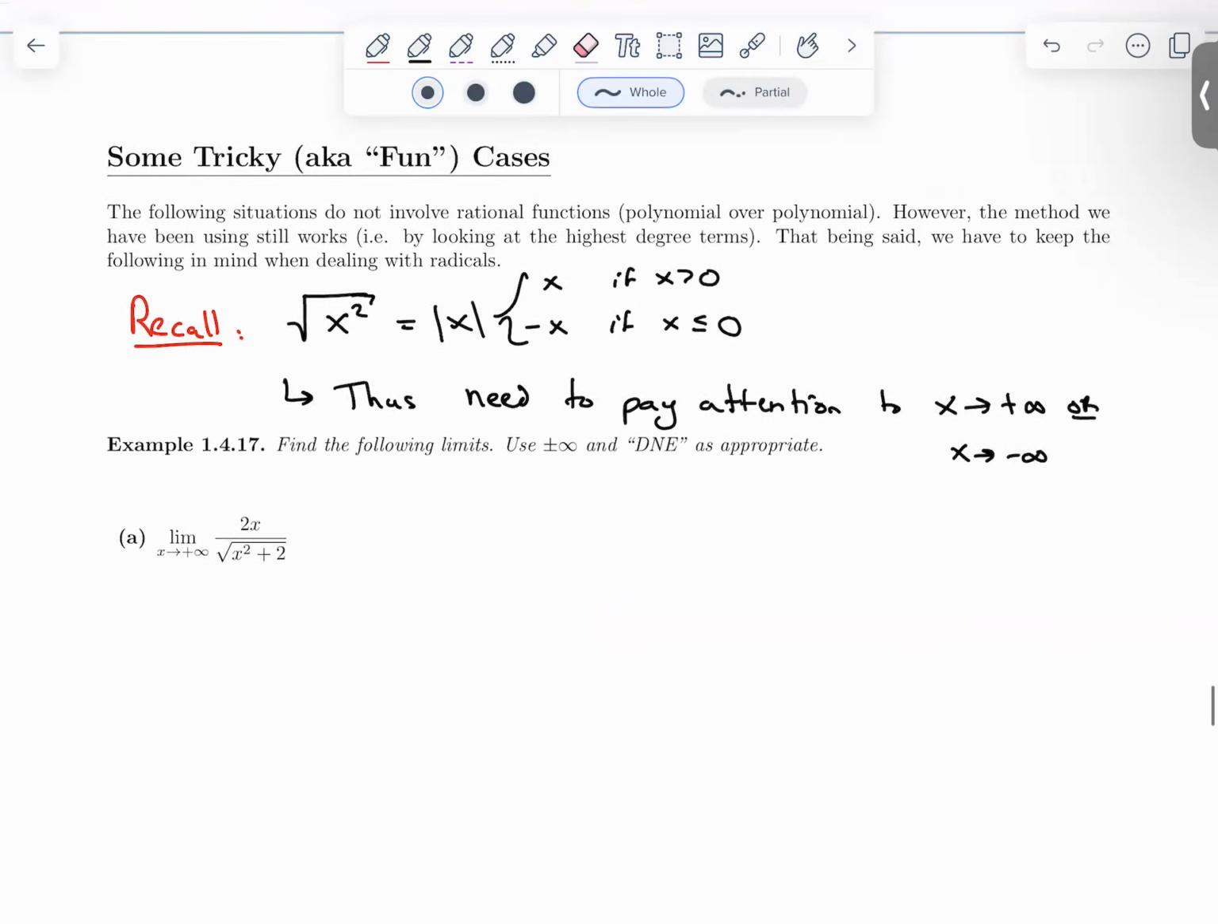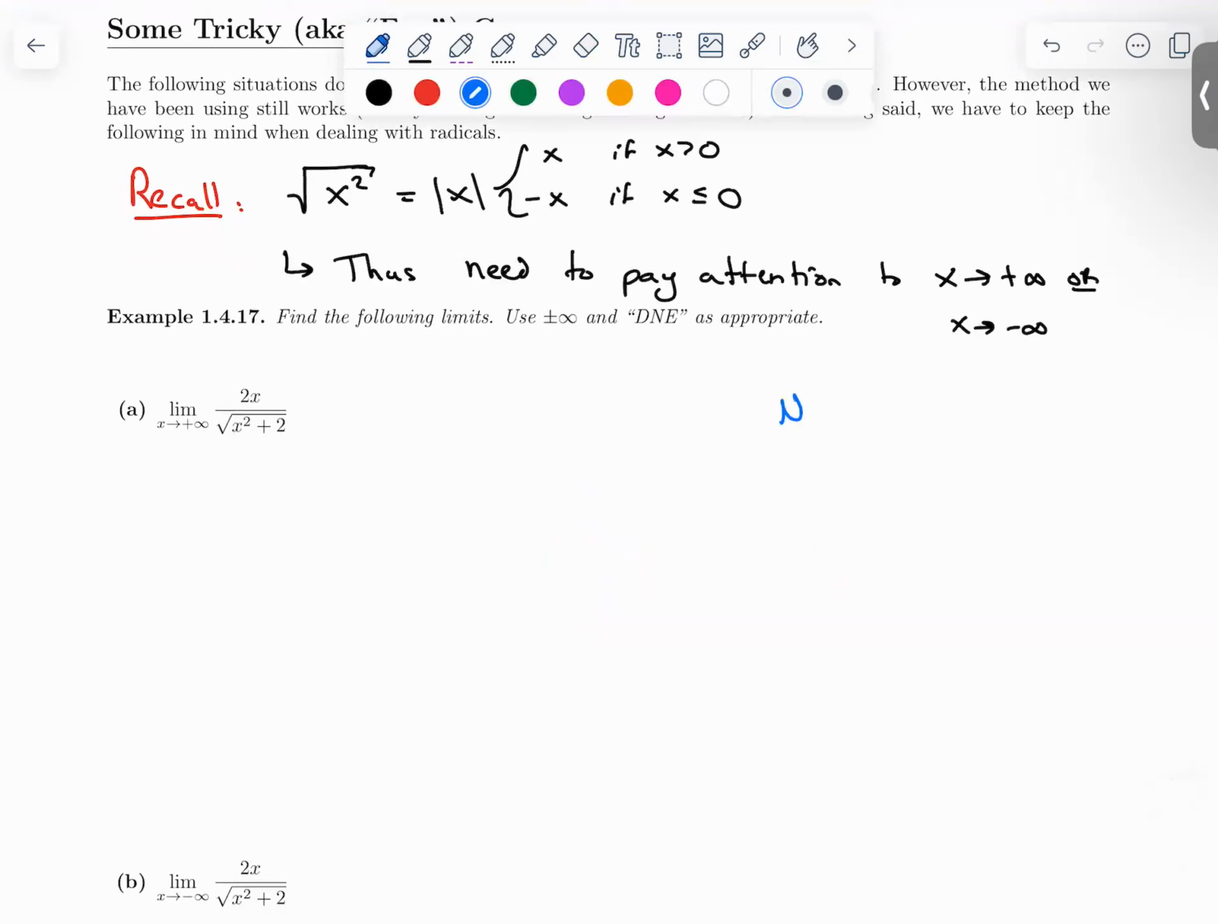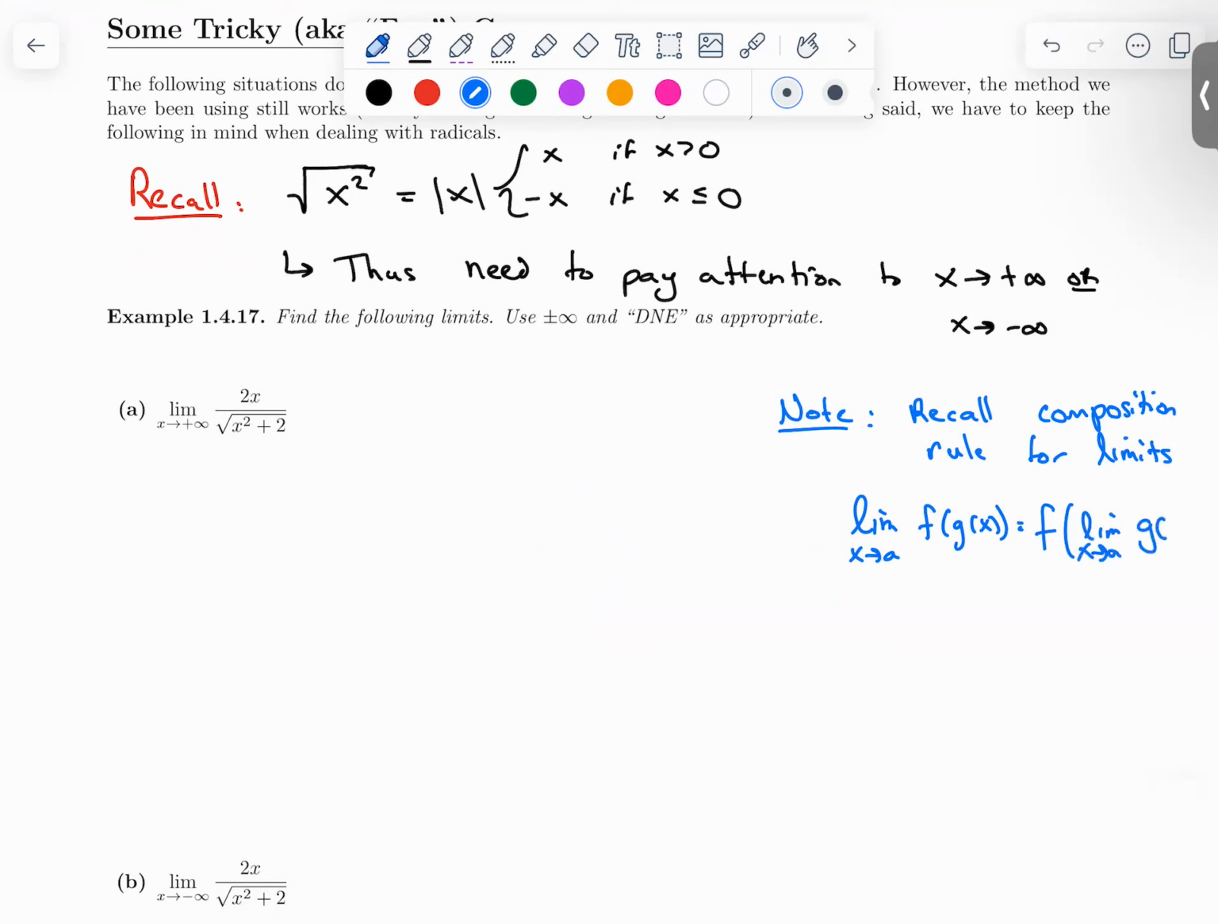Now, as another note that I realized I should write here, recall the composition rule for limits is that the limit as x approaches a of f of g of x is equal to f of the limit as x approaches a of g of x, provided f is nice at the value limit as x approaches a of g of x.